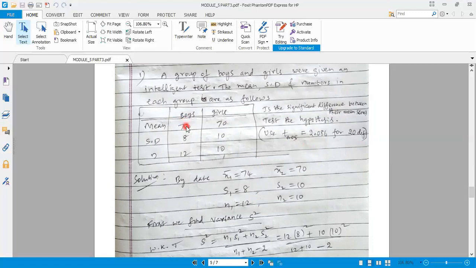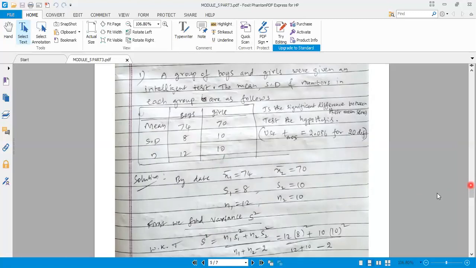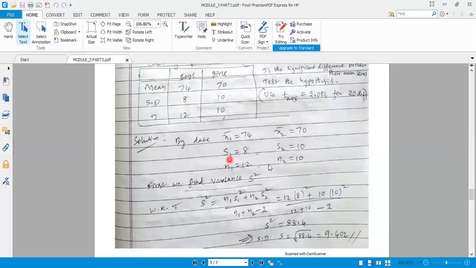Now we take this as x1 bar. This we take as S1. This is N1. Similarly, x2 bar, S2, N2. So calculate the variance for this. After substituting all these entries, the variance is found to be 88.4. Therefore, the standard deviation is square root of 88.4, so it is 9.402.